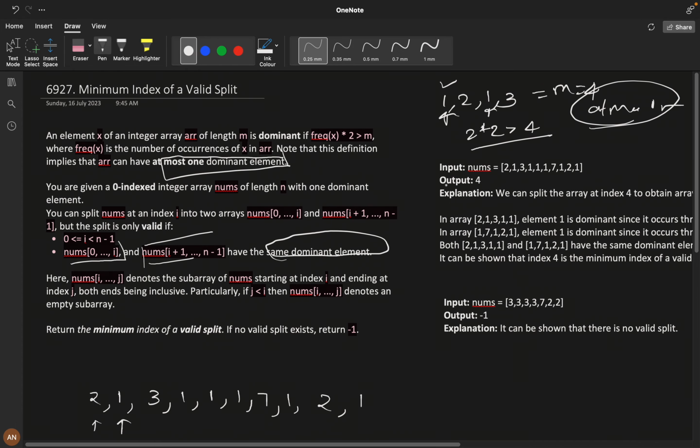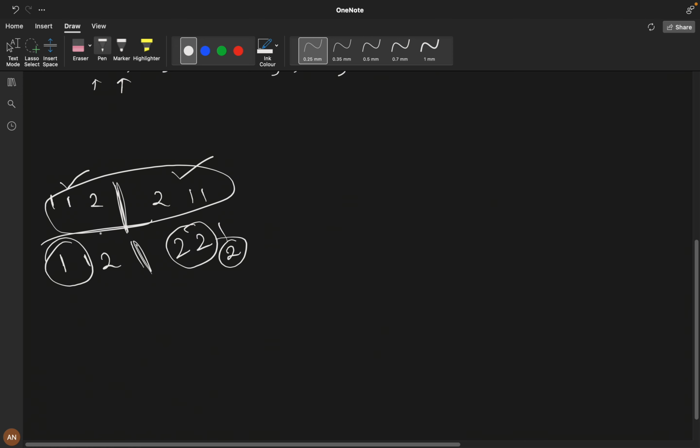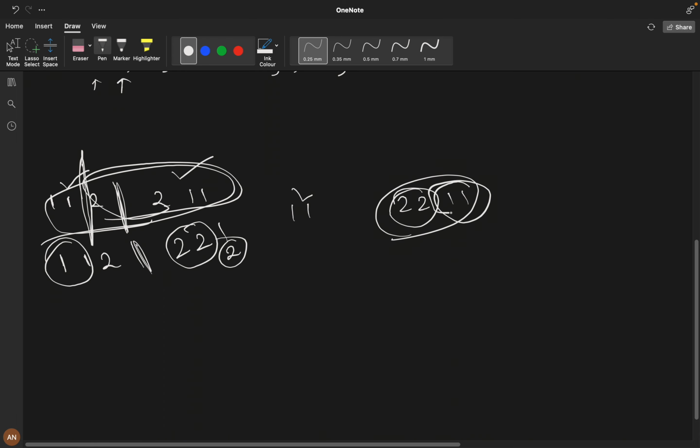So let's try to solve this problem, and it is saying that at most one dominant element. Now this can't be split over here. This condition may not be satisfied because 1, 1 is occurring 2 times, in 2, 2, 1, 1 here 2 is occurring 2 times, 1 is occurring 2 times. But it is saying that at most only one element should be dominant.